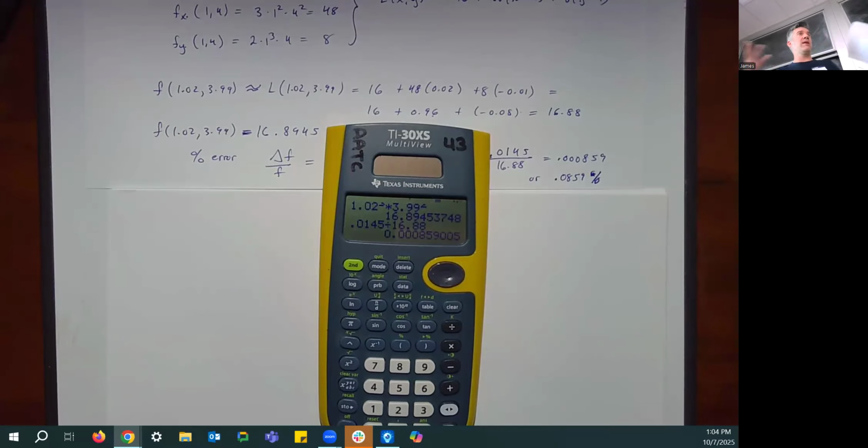And then I took their difference from the actual versus my estimate and then divided by the actual, which is typically what you do, although I suppose you can go either way.